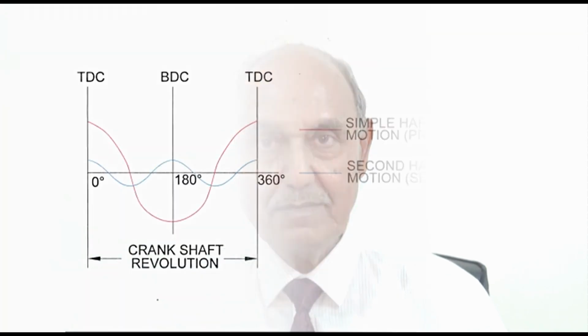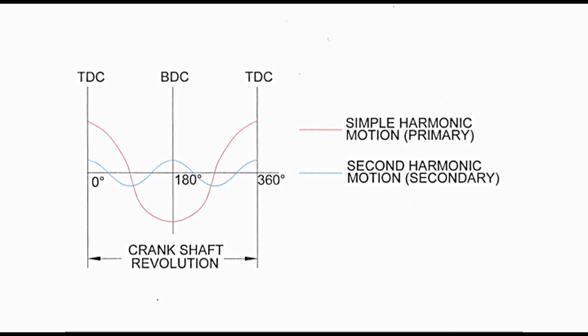Referring back to the diagram, the curve in blue represents the second harmonic. It has twice the frequency of the simple harmonic shown in red. At BDC, the two act in opposite direction, and at TDC, they act in the same direction as is shown in the diagram. For balancing purpose, it is ideal to consider primary forces and couples due to them separately and secondary forces and couples due to them separately.